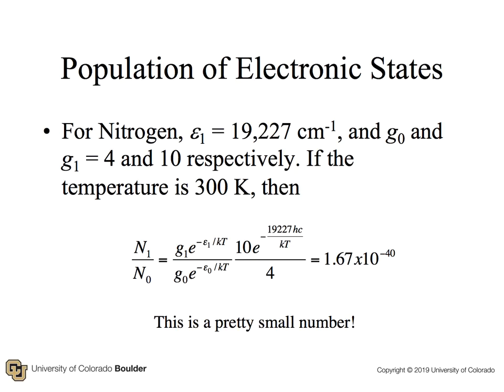So just a number, just to drive home the fact that electronic energies are quite large compared to vibrational and rotational energies. For nitrogen, the first excited electronic state has an energy of 19,227 inverse centimeters, and the ground state and excited state degeneracies are 4 and 10. So if the temperature is 300 K, then the Boltzmann ratio is equal to 1.67 times 10 to the minus 40. That's a pretty small number.